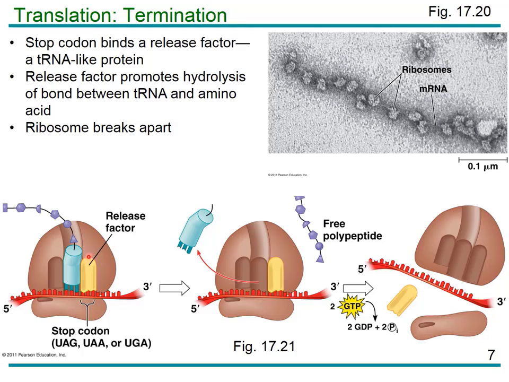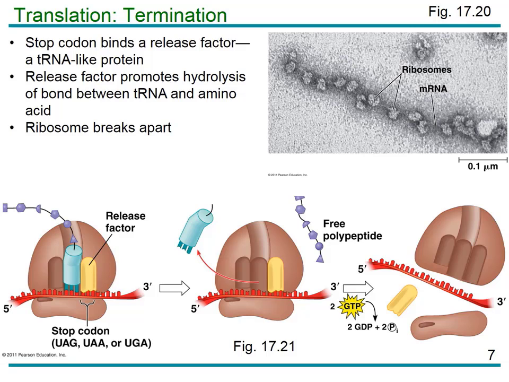So that release factor is going to come in, it's going to recognize one of the stop codons, and it is going to promote the hydrolysis of the bond between the tRNA in the P site and the last amino acid in that growing polypeptide. And so we're going to break that bond, we're going to release our tRNA, we're going to release our free polypeptide, and then the ribosome is going to break apart and can be used now to start this process all over again with a new piece of mRNA.